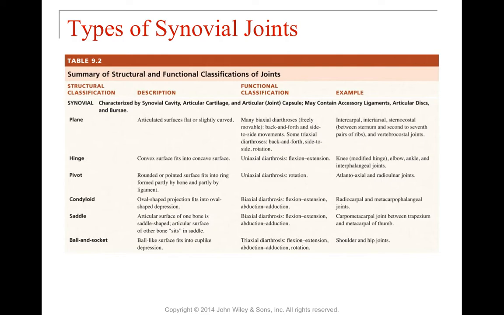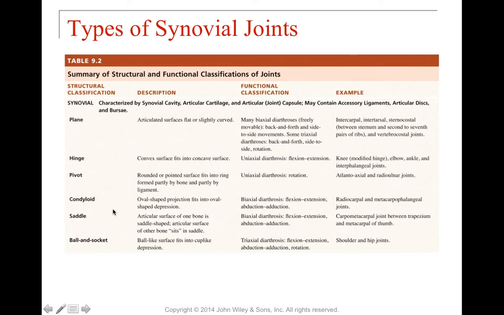Some other types of joints would be your pivot joints. Pivot joints are classified by being rounded or pointed surfaces where we're fitting directly into a ring. And these are usually uniaxial, meaning one directional diarthrosis, such as rotation. So some examples would be your atlantoaxial and your radioulnar joints, allowing just the one pivot, right? It's only able to go from side to side, right?